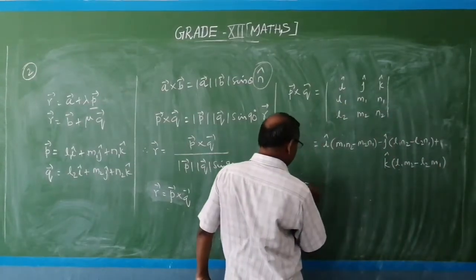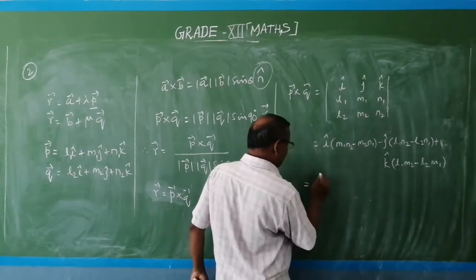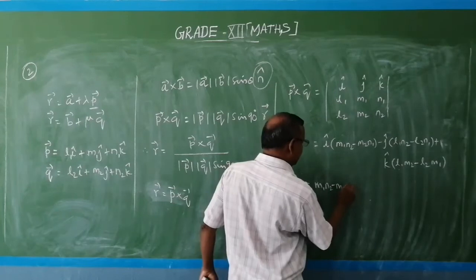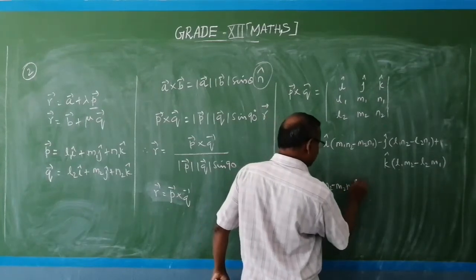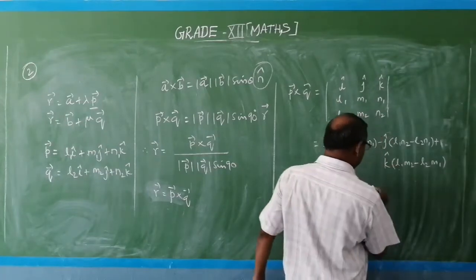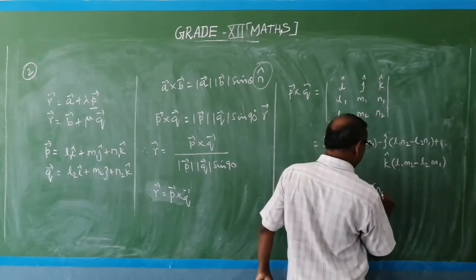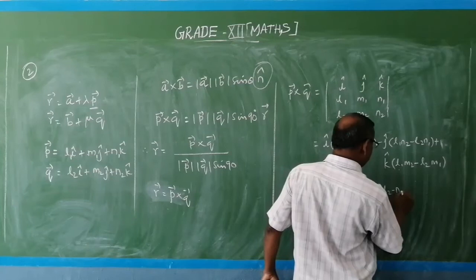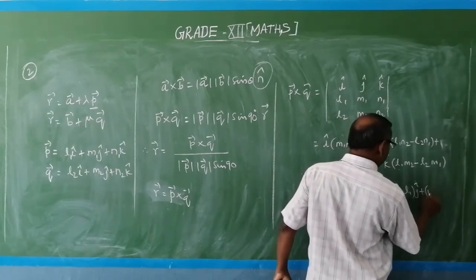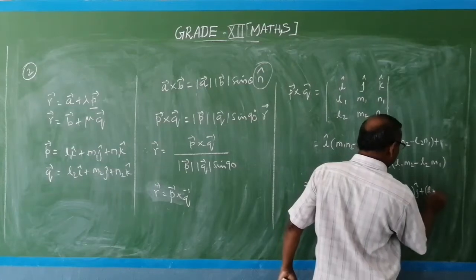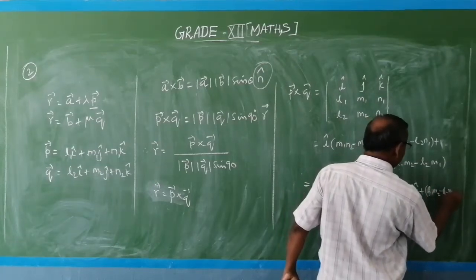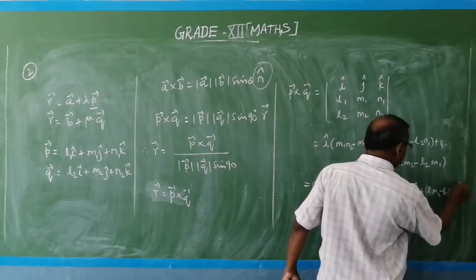Now rewriting this: (m1 n2 minus m2 n1) into i cap, plus, bringing the minus to the inner side, it becomes (n1 l2 minus n2 l1) into j cap, plus (l1 m2 minus l2 m1) into k cap.